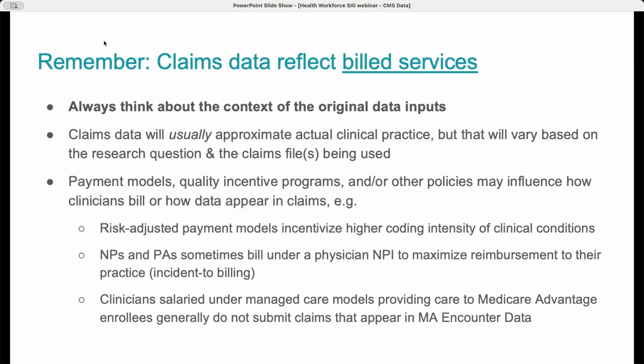Thank you, Uli. So we should also note, today we're just talking about Medicare. There are researchers who use Medicaid data as well. That's kind of a whole separate can of worms. So we're focusing today on Medicare data.